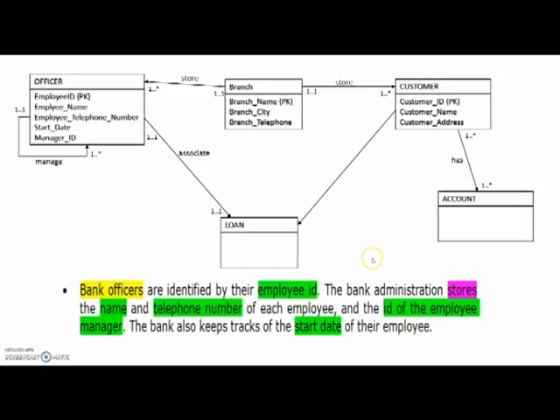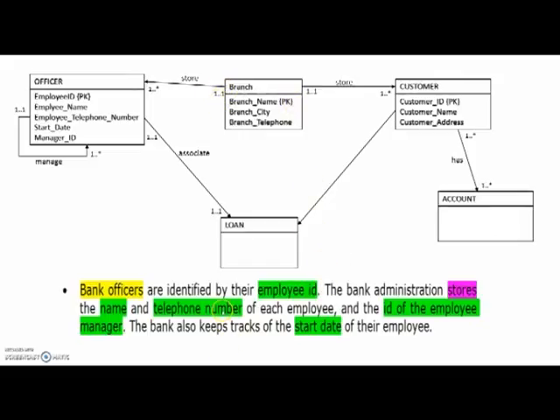So in the second sentence, the bank administration stores the names and telephones of each employee, which means the word store is the relationship between these two entities. And it also tells us that only one branch stores one or many officers' data, and the officer data is stored by only one branch. So therefore the multiplicity is 1 and many, 1 and only 1.